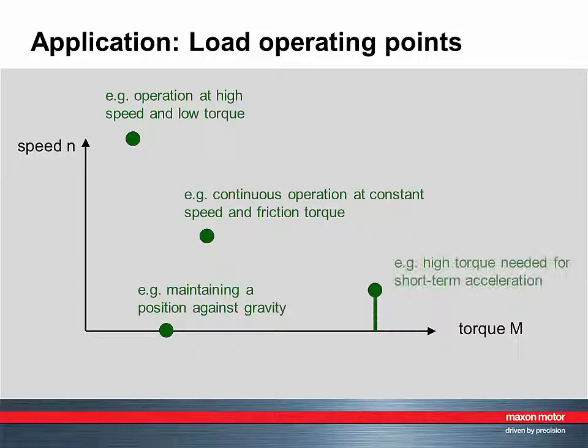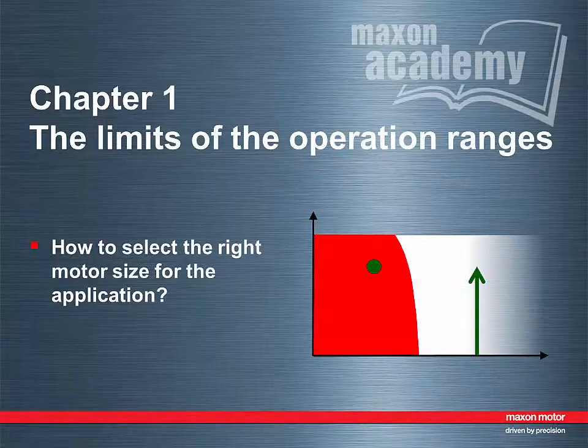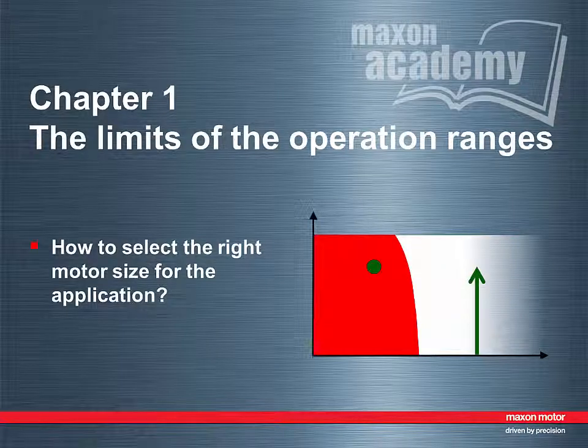Or another option is that the motor has to accelerate. And usually for acceleration you need a higher torque. So at the end, these are what's called the load operating points. In the first section, we would like to look at the limits of the motor. So essentially it's about how to select the right motor size for a given application.